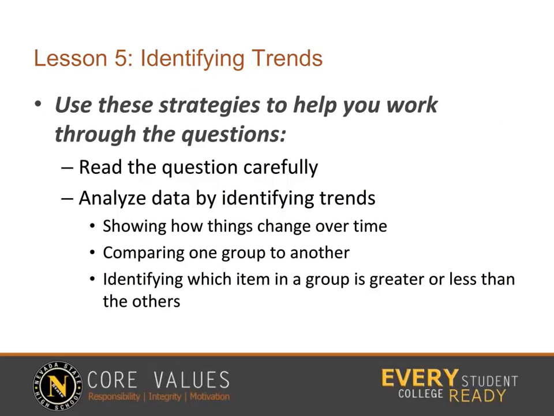These are the final strategies that will help you when working through questions in Lesson 5 of Level 5 in locating information. Again, as always, remember, read the question carefully and make sure you understand what the question is asking you to look for. Try to analyze the data and identify trends. This can be shown as things changing over time, comparing one group to another, or identifying which item in a group is greater or less than the others.